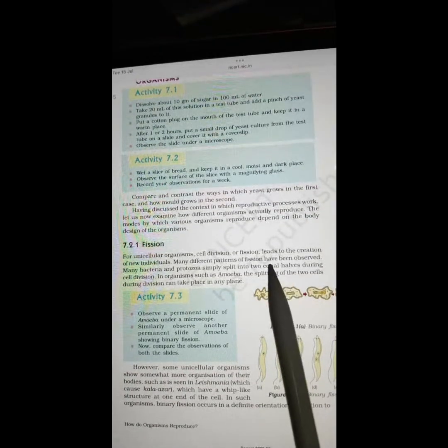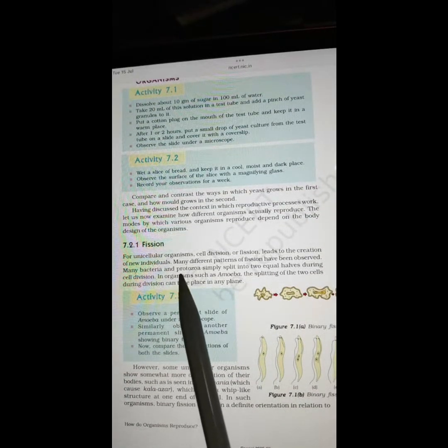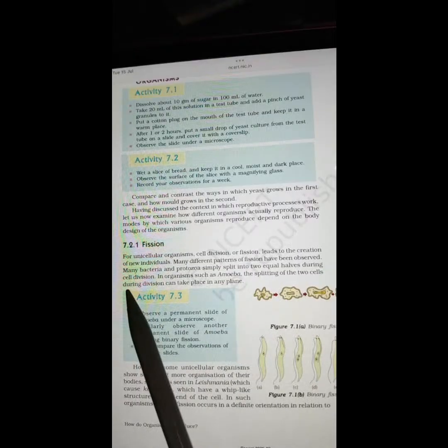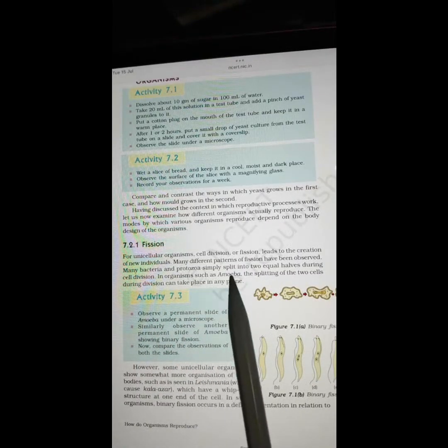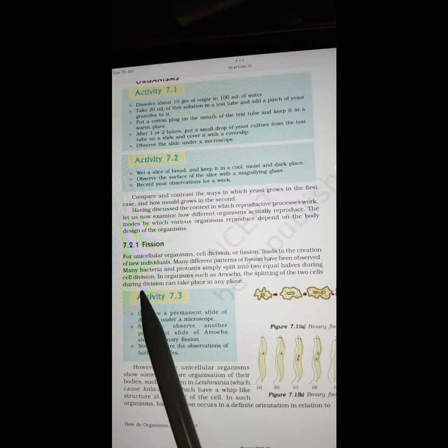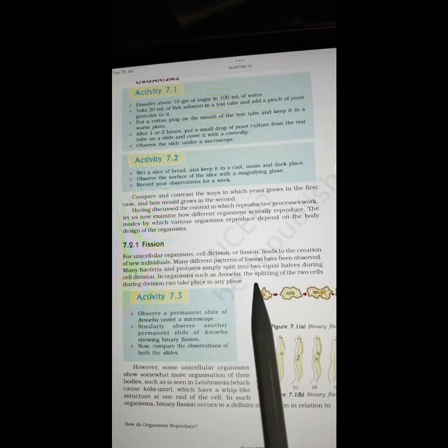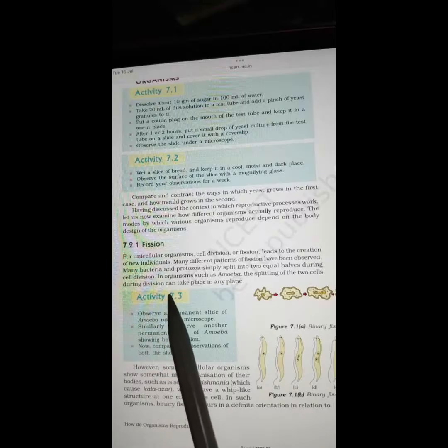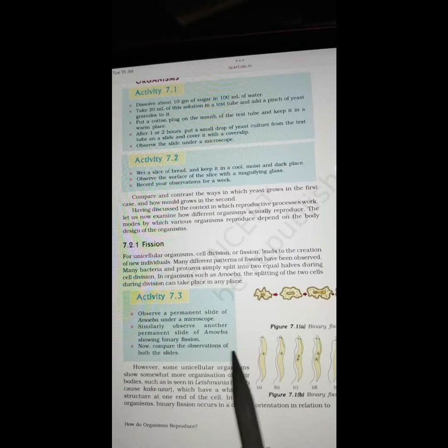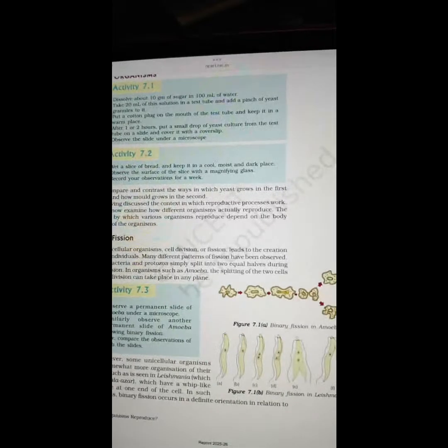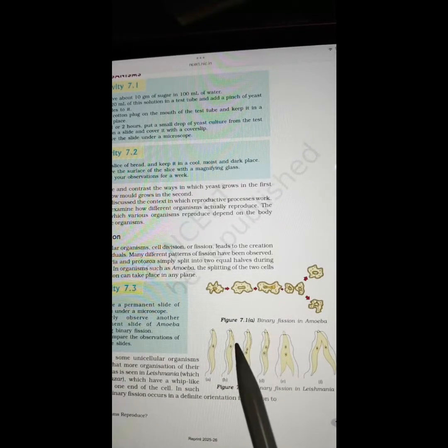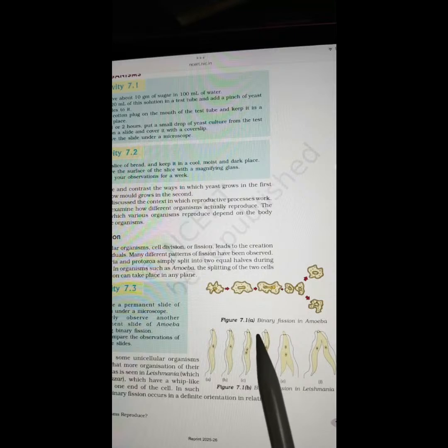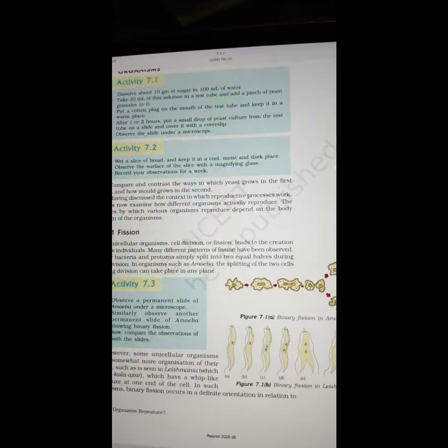7.2.1 Fission. For unicellular organisms, cell division or fission leads to the creation of new individuals. Many different patterns of fission have been observed. Many bacteria and protozoa simply split into two equal halves during cell division. In organisms such as amoeba, the splitting of the two cells during division can take place in any plane. So here they have shown you binary fission in amoeba. Both the diagrams are important: 7.1a, which is showing binary fission in amoeba, and 7.1b, which is showing it in Leishmania.